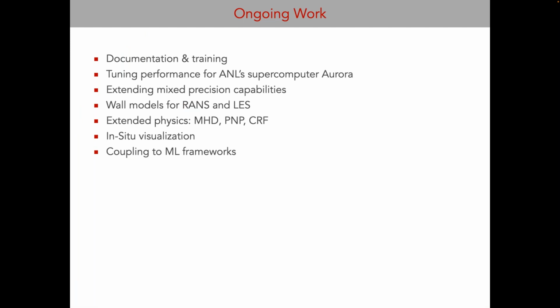Just to give you an idea about some ongoing work, we're working on documentation and training for nekRS. This is kind of our weakest part, and we realize this is really essential now to help the community make the switch. So we're working on that. We're also working on tuning the performance for ANL's latest supercomputer called Aurora, which will come online next year, which is using Intel GPUs. And we're extending our mixed precision capabilities. That's also kind of a hot topic, and we're already using mixed precision, but there are many more areas where we want to explore this option if it provides any performance benefits.